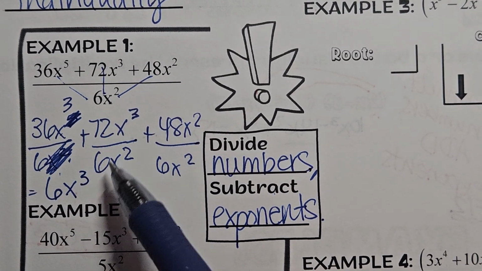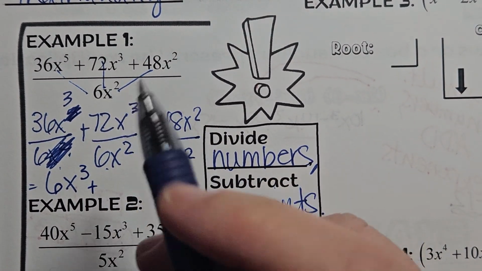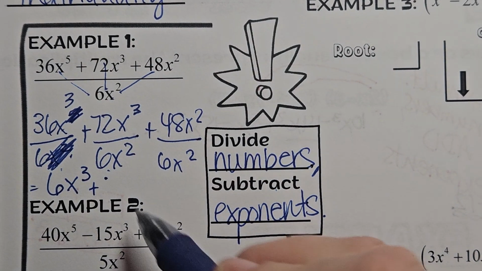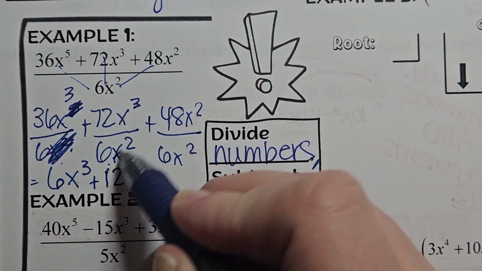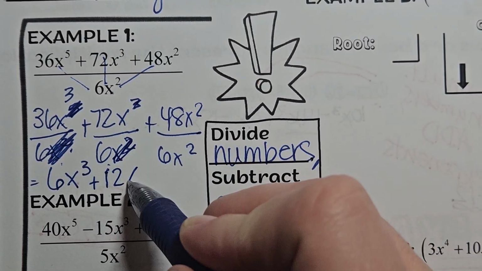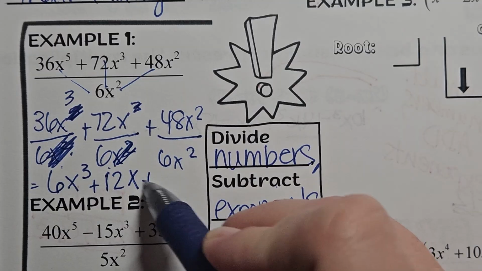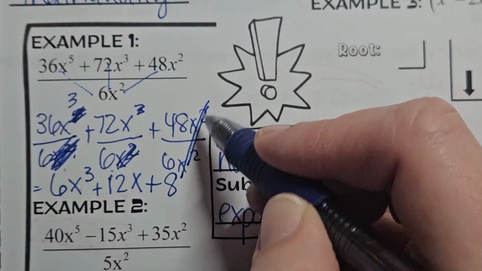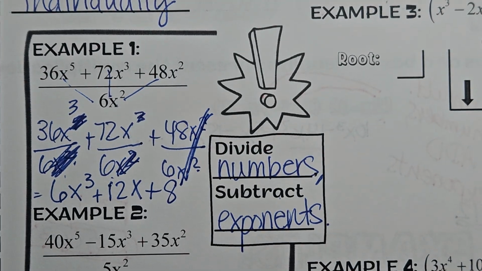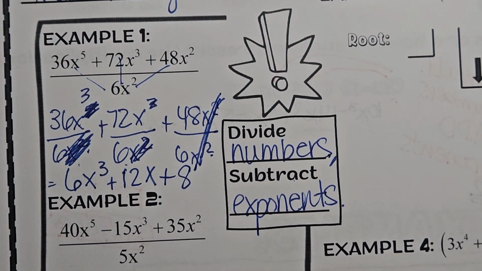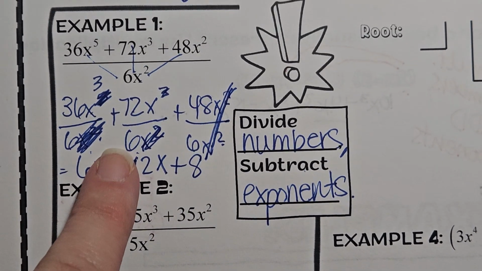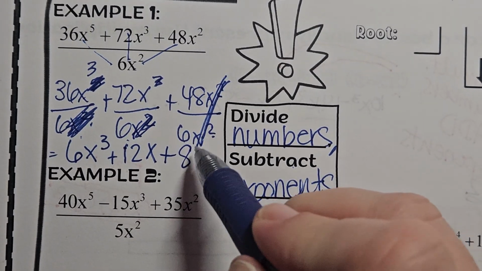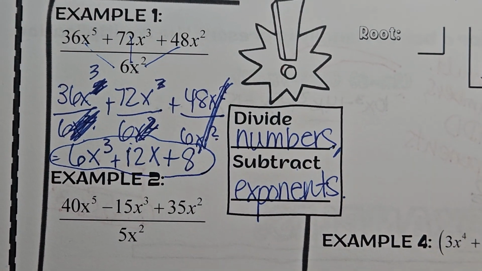So 72 divided by 6 is 12, and x cubed divided by x squared. So again, 3 minus 2 is just 1. So x to the 1, and then 48 divided by 6 is 8, and x squared divided by x squared, that's something divided by itself. 2 minus 2 is 0. The x term is going to disappear completely. So our result, our quotient, is just 6x cubed plus 12x plus 8, and that's it for that one. That's all we have to do. So dividing by a monomial is really pretty easy.